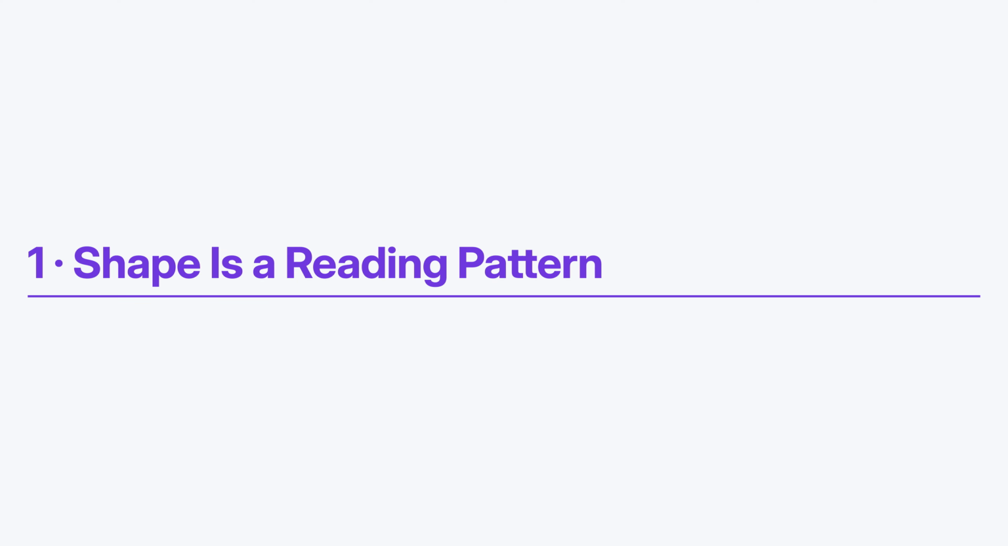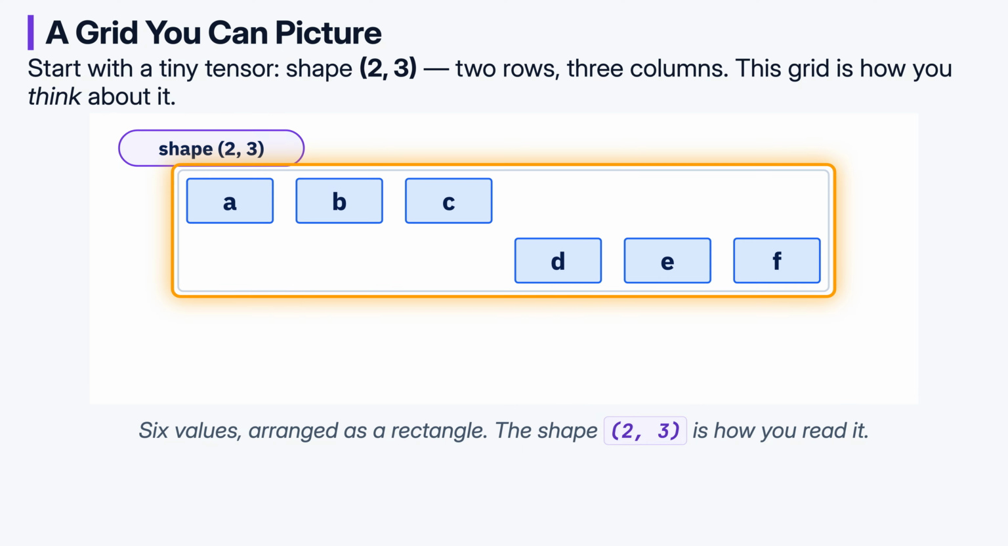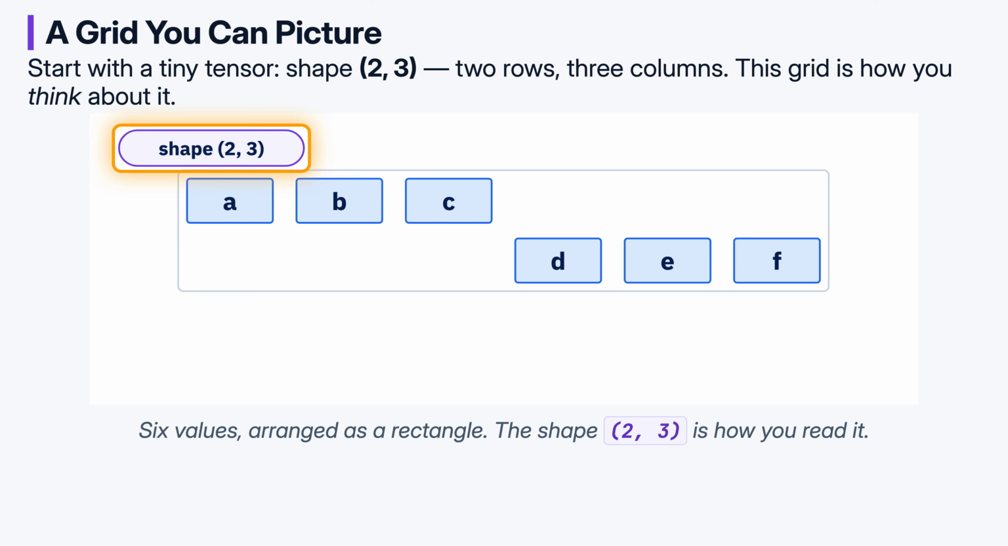Part 1. Shape is a reading pattern over flat storage. Start with a tiny tensor, shape 2 by 3. 2 rows, 3 columns. This grid is how you picture it. The shape reads 2, 3. That is simply how you read the values. 6 values arranged as a rectangle. Nothing about memory yet.